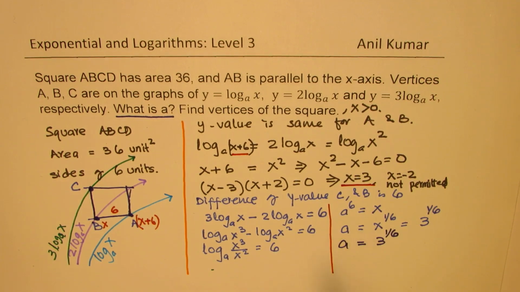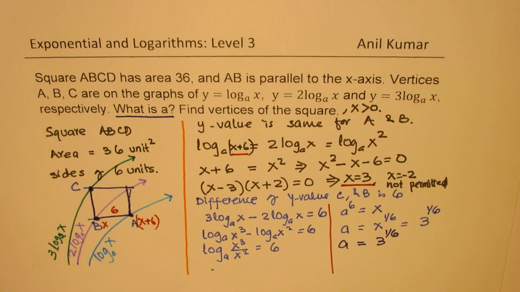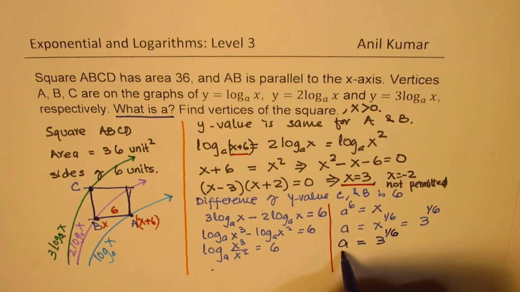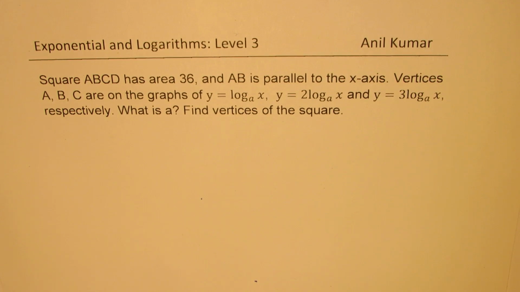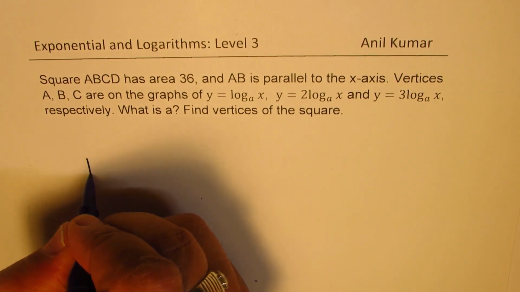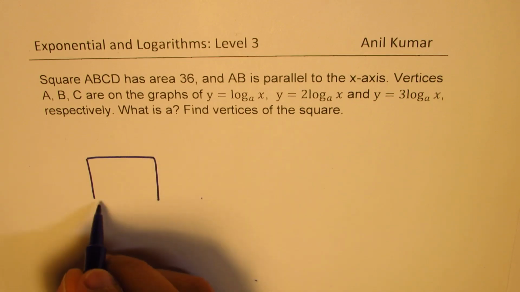Now we need to figure out what the values of these vertices A, B, and C are, right? And we know the x value is 3. So let's work out the vertices on a fresh page. Once again, let us first draw the figure. I'm making the square slightly bigger this time, and we'll find the vertices A, B, and C.